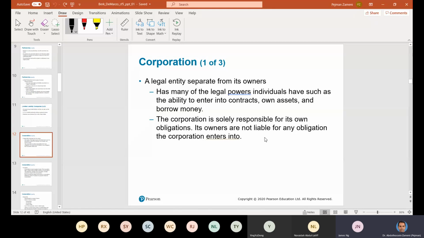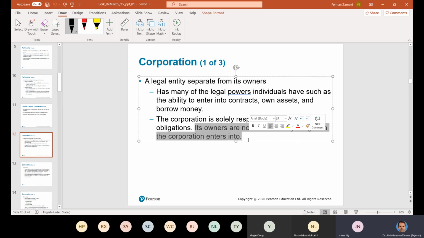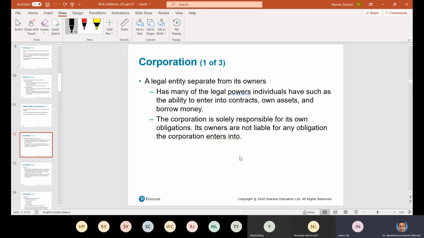The last form is the corporation. It's a legal entity separate from its owners. Yeah, that is important. It has many of the legal powers individuals have, such as the ability to enter into contracts, own assets, and borrow money. The corporation is solely responsible for its own obligations. Its owners are not liable for any obligation the corporation enters into. See, here is the difference between the corporation and the sole proprietorship and the partnership. Why? Because it's a legal entity separate from its owners.